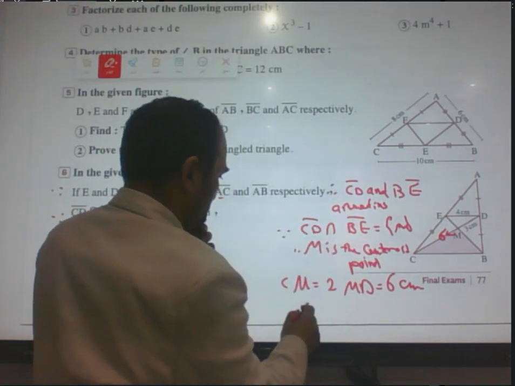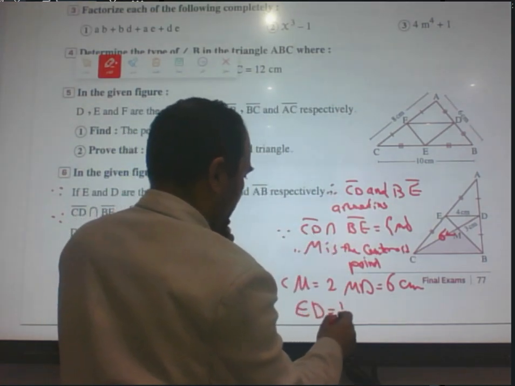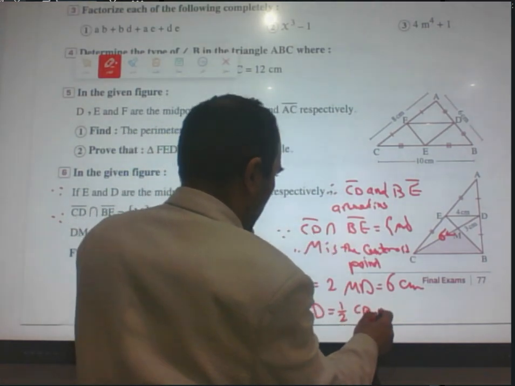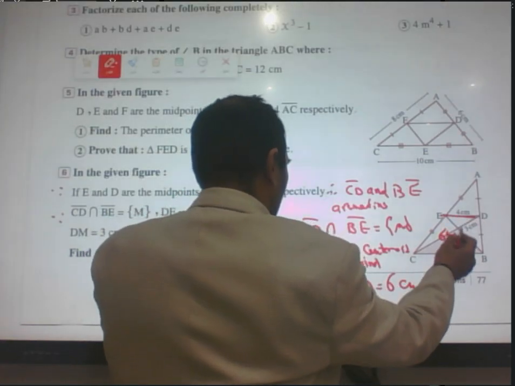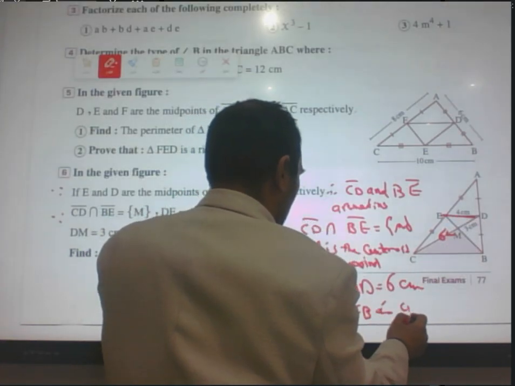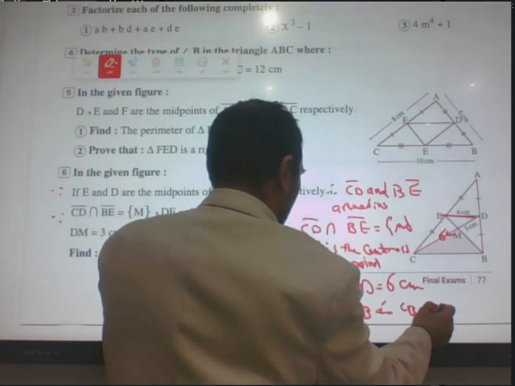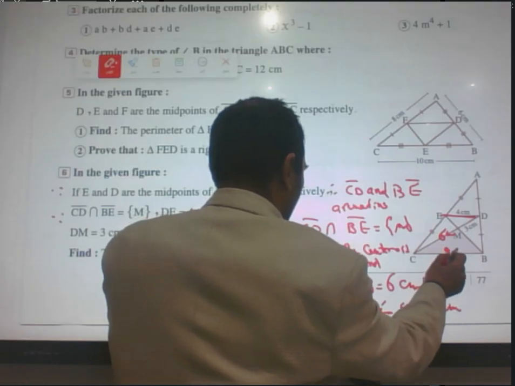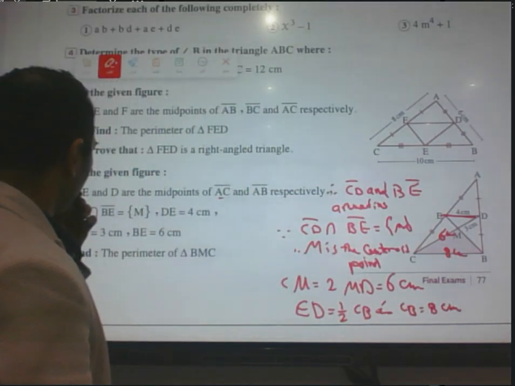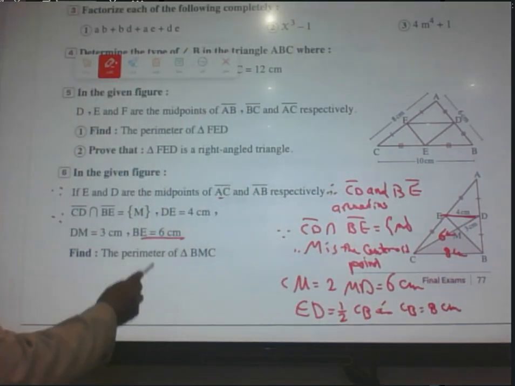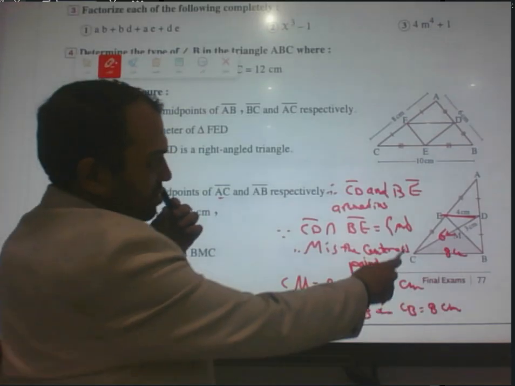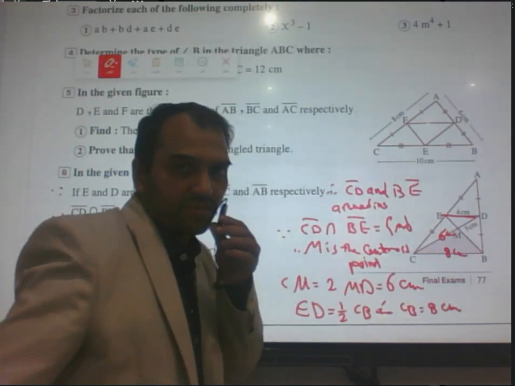And also ED will be half of CP. This is 4, then CP equals 8 centimeters. He also gave me the example BE equals 6. Look here, BE is 6 centimeters.